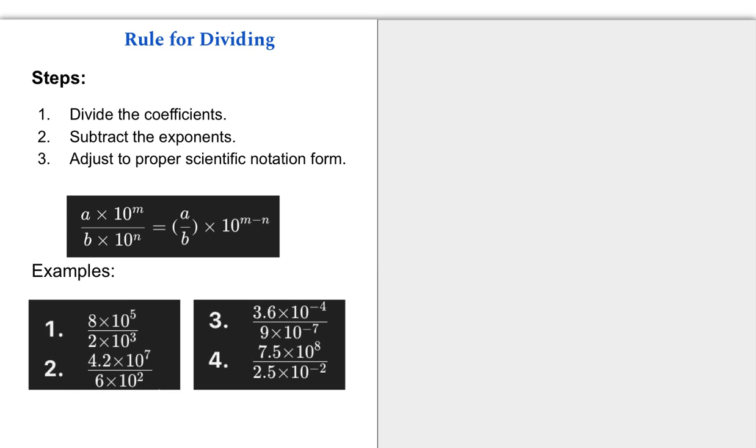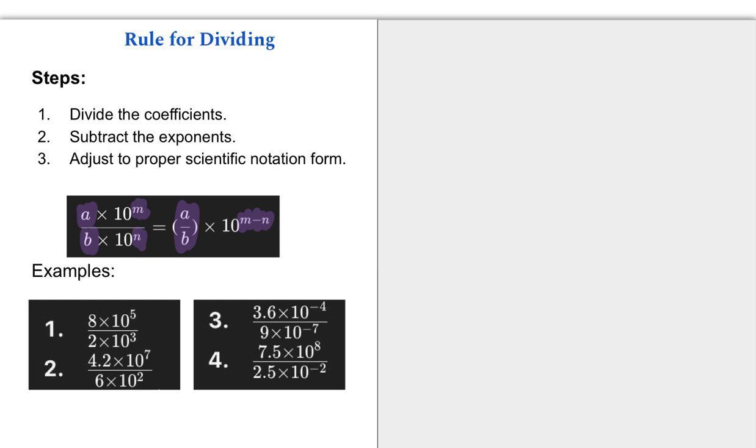So in here, we can see that our coefficients are a and b. Therefore, we're going to divide those two. And our exponents are m and n, and we're going to subtract those two. And we will adjust our number to scientific notation form. Let's go ahead and get started.